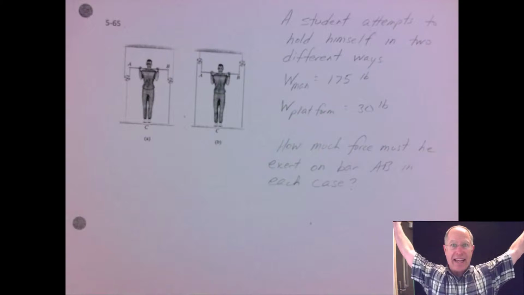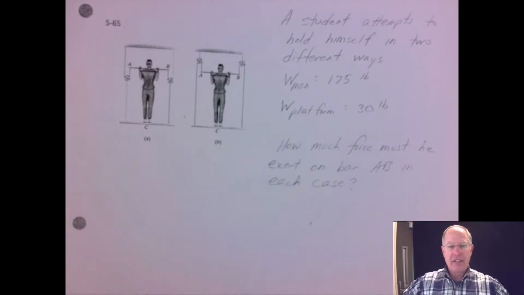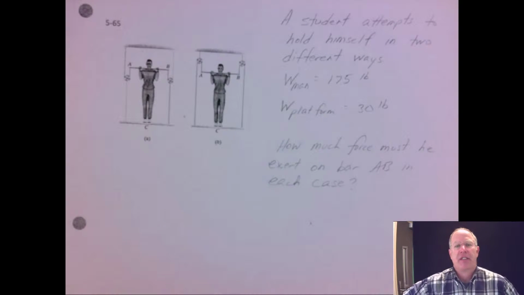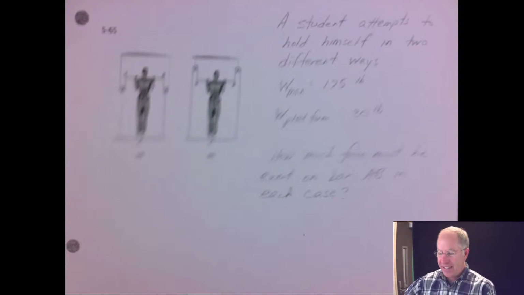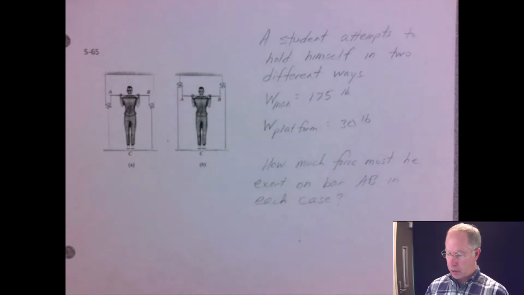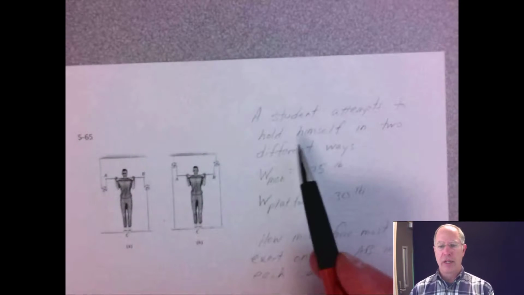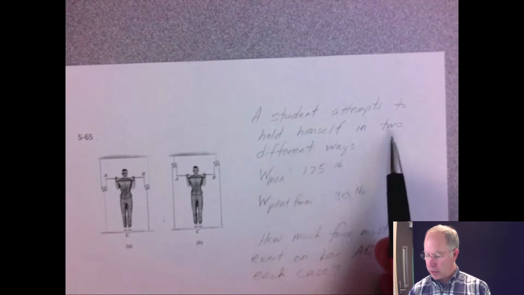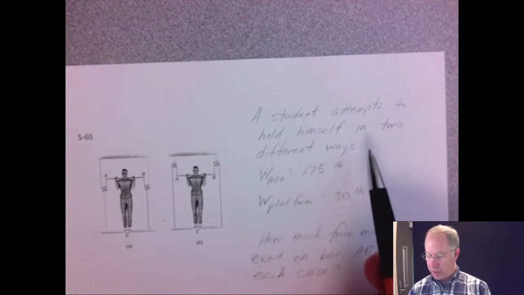Statics, yay! Okay, this is also out of your textbook, 5-65. And here, I've described it. Remember, in your given-find-solution format, I ask you to look at a picture and describe in your own words what you see. So this is my description. A student attempts to hold himself in two different ways.